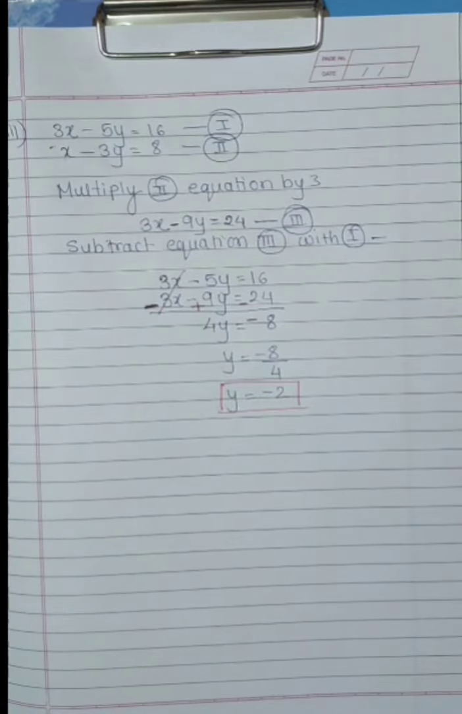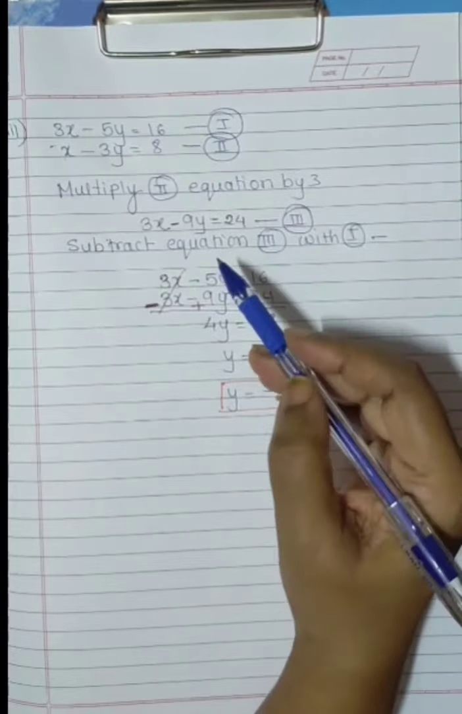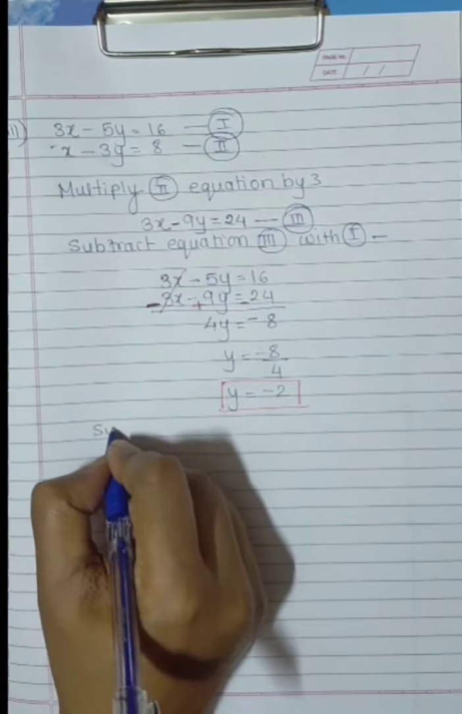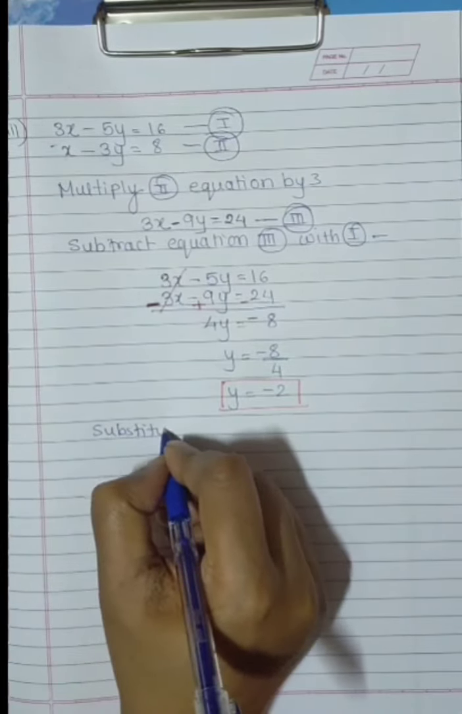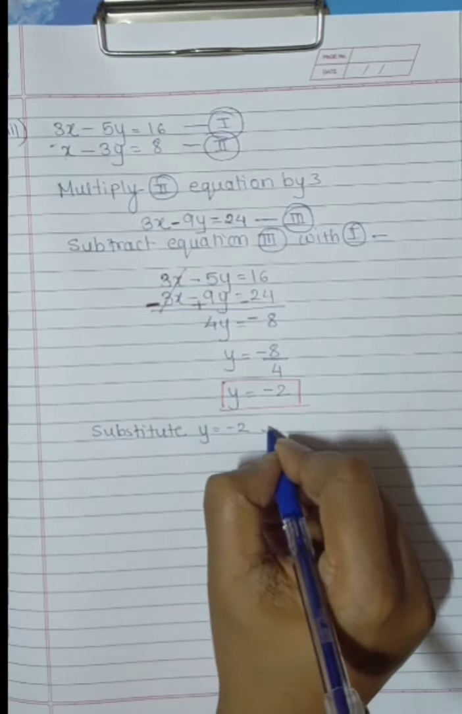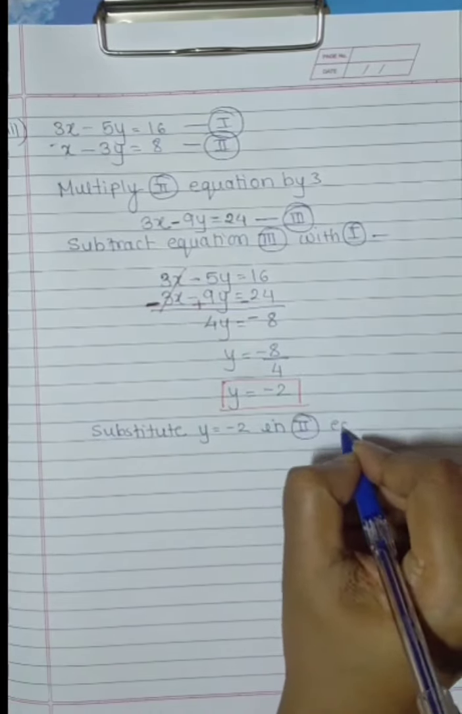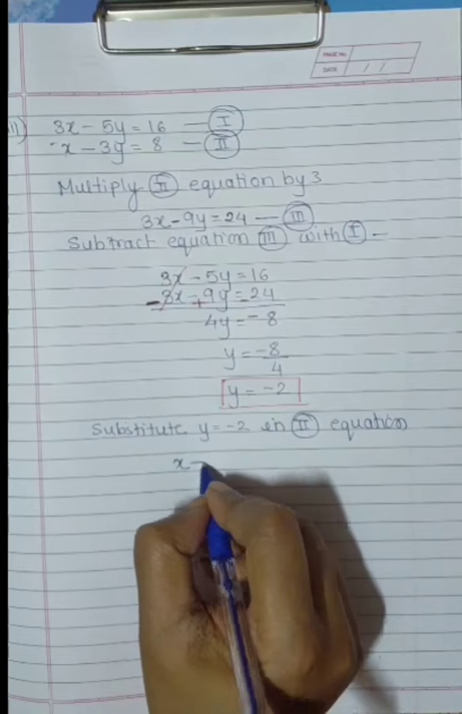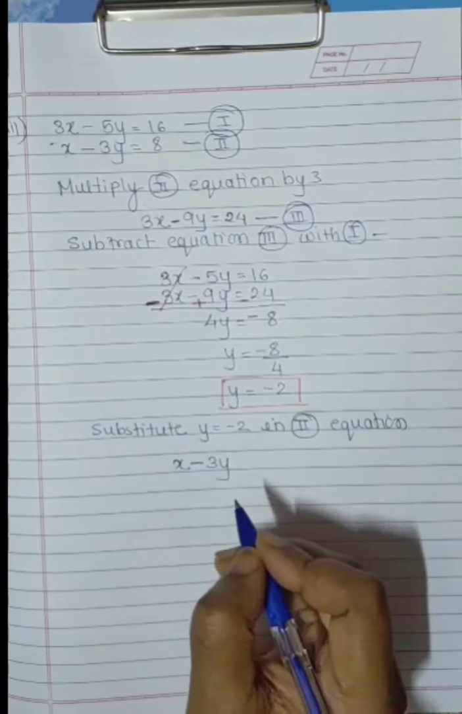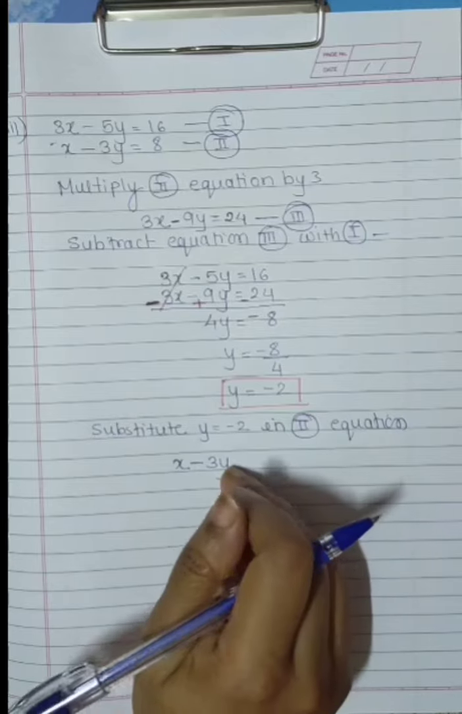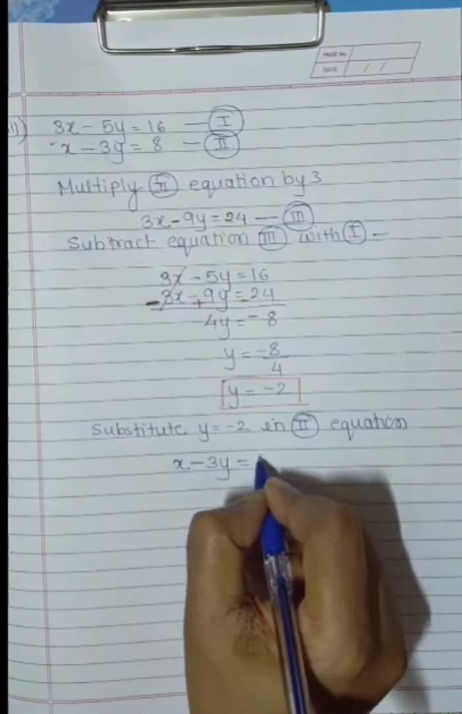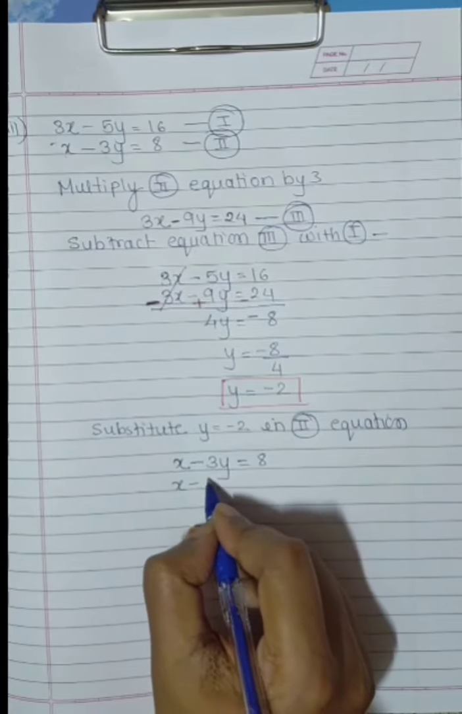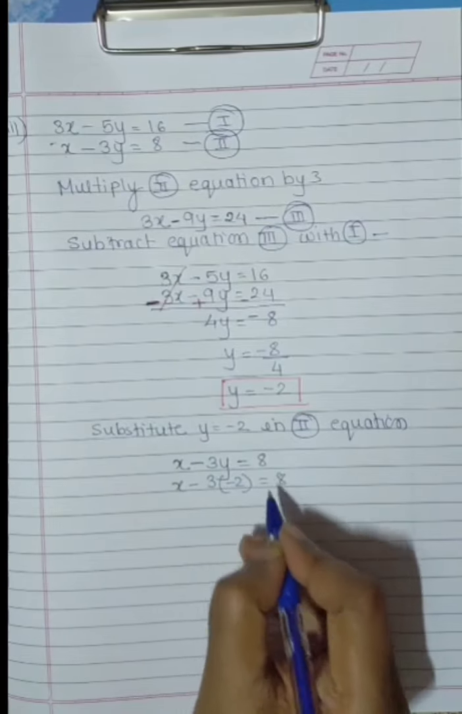Now next step we are going to substitute y in one of the equations. So I am taking the second equation. Substitute y equal to minus 2 in the second equation. Okay, so the second equation is x minus 3y equal to 8. In the place of y, minus 2 will come: x minus 3 times minus 2 equal to 8.